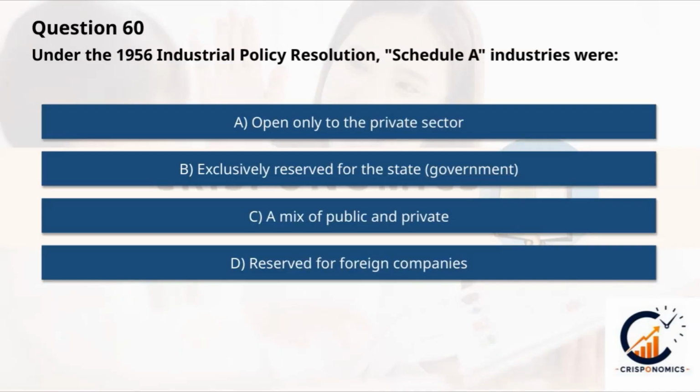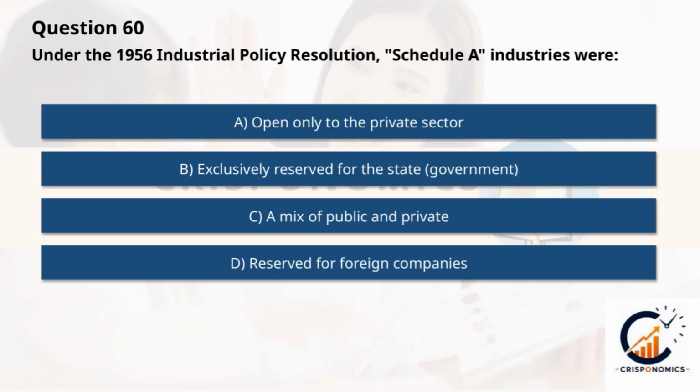Under the 1956 Industrial Policy Resolution, industries were categorized based on who could operate them. Schedule A industries were exclusively reserved for the state. That means the government had full control. Other categories allowed for a mix of public and private involvement, or were open only to the private sector.